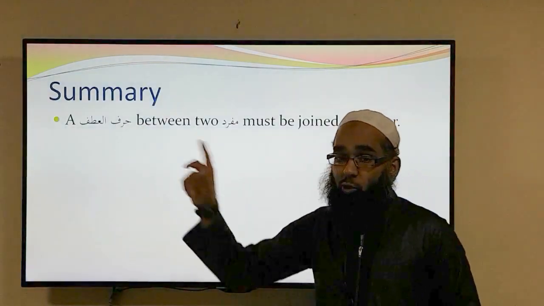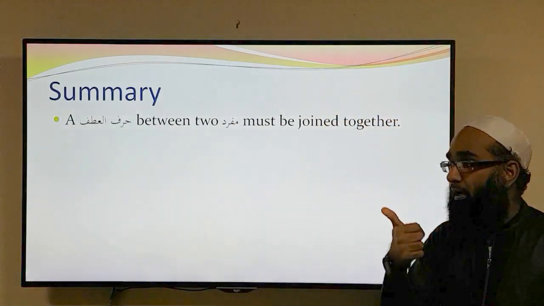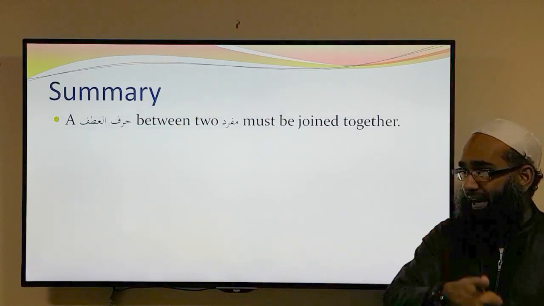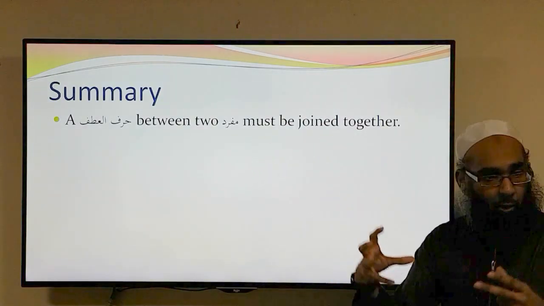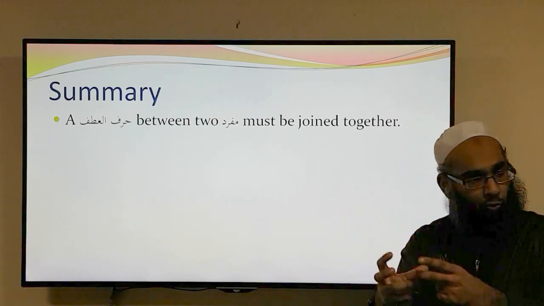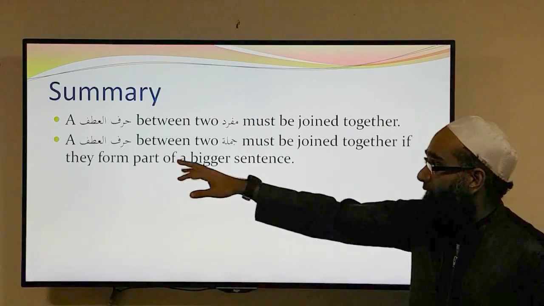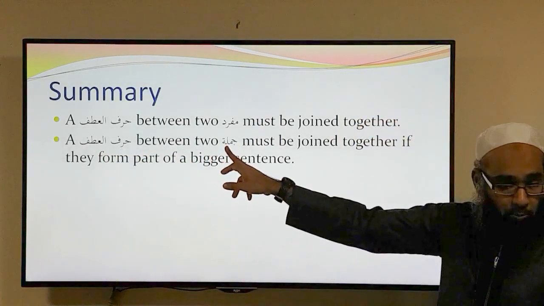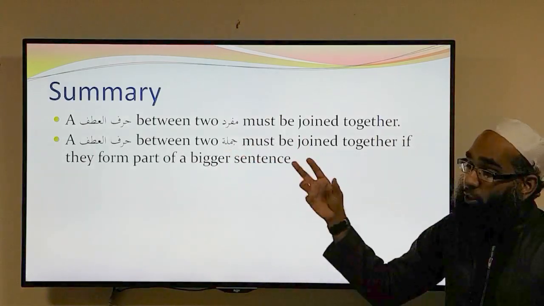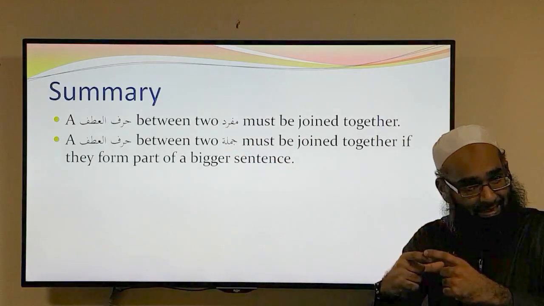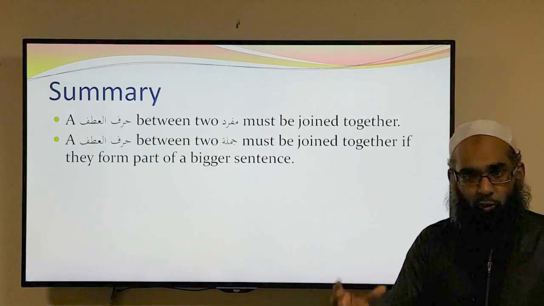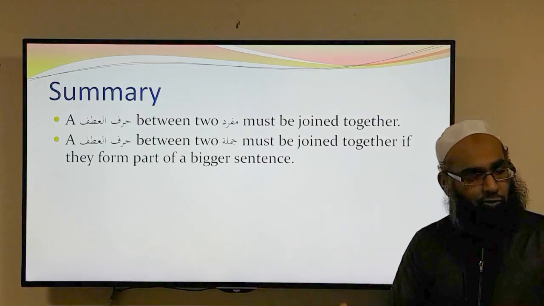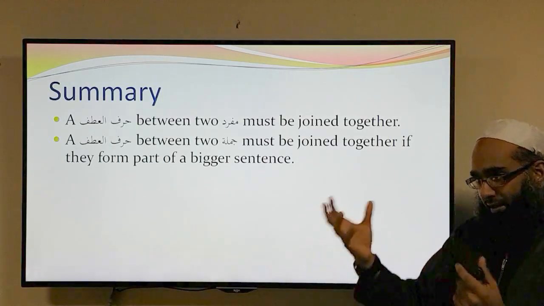So the summary is what? If there's a harf al-atf between two single words, like for example أوحينا إلى إبراهيم وإسماعيل, you must join them together to make what? A part: the fa'il, maf'ul, majroor, etc. If the harf al-atf comes between two sentences, two jumlatayn, and they link to become part of a bigger sentence, then you have to say what? Ma'tuf alayh, ma'tuf joins to become the sila. Ma'tuf alayh, ma'tuf joins to become the shart or jawab al-shart, etc.